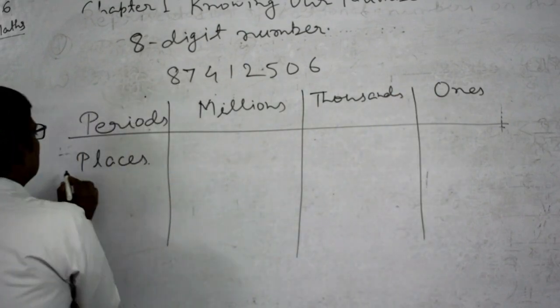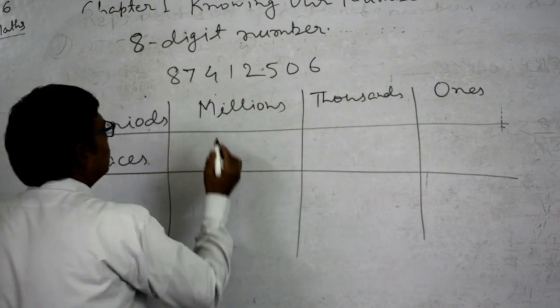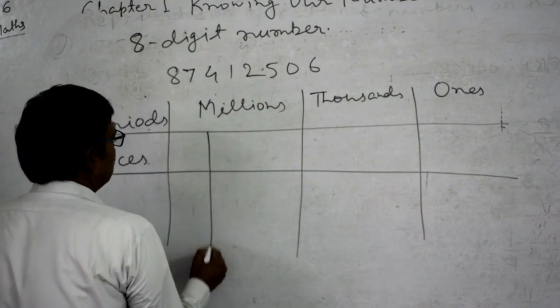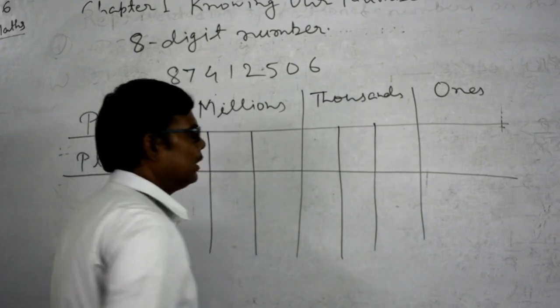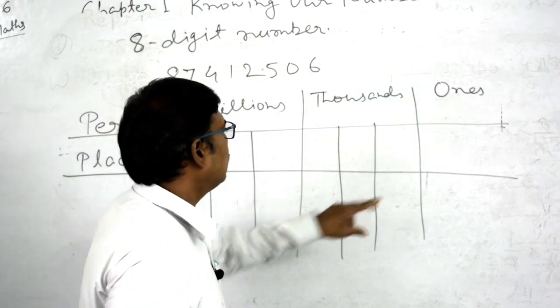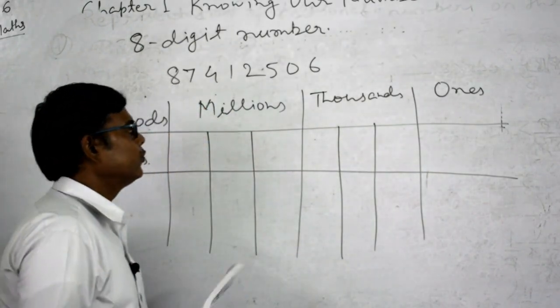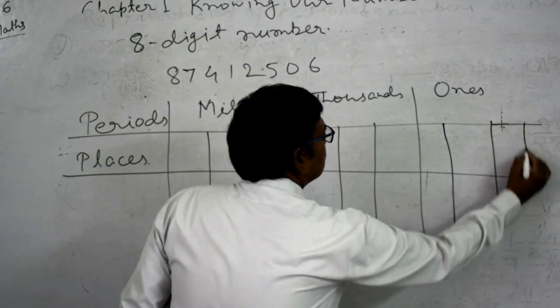Now see here the places. What are the places in this case? In millions you have 3 parts: 1 part here and 2 part, and also here 3 parts. That is, in case of the international placement system, you have 3 parts. All the periods are divided into 3 groups, so this also here 3.